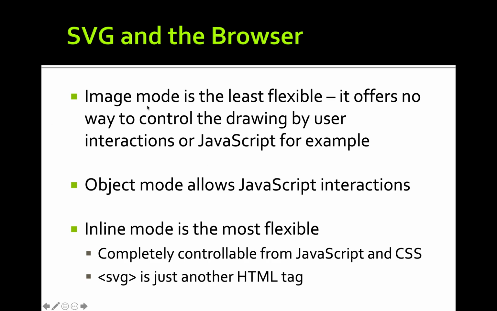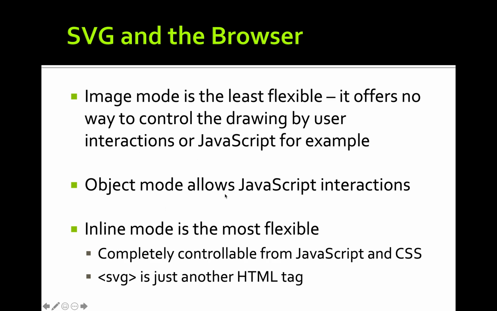So image mode is the least flexible. It offers no way to control the drawing by user interactions or the JavaScript, for example. As you see, we have three different ways: we can have the inline mode, we have the object, or we can show that particular image as an image. Image mode is more like a fixed piece of information. It will just be read one time and displayed as an image, and the users cannot interact with it. Although maybe we will see later that we will have multiple objects in that particular SVG, we cannot interact with them.